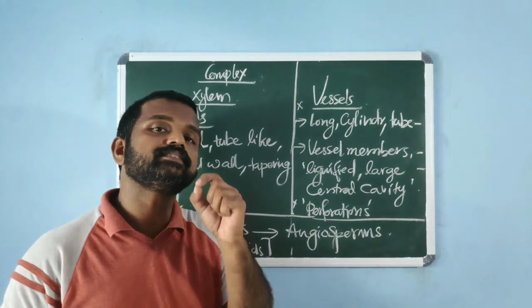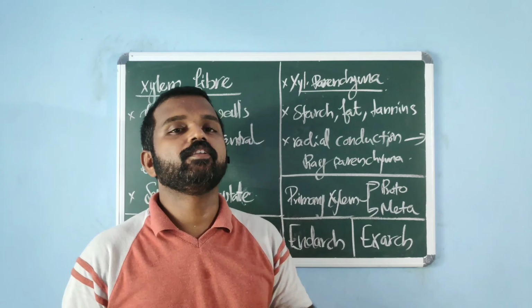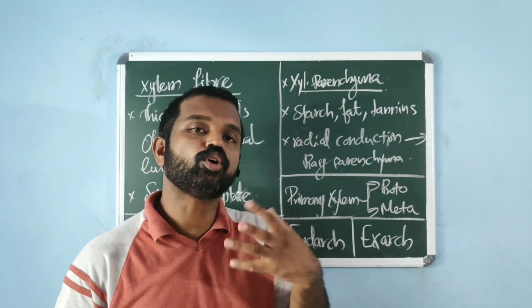That is, the central cavity is obliterated, indistinct, it's not very clear. And they can be either septate or aseptate, either with a cross wall or without a cross wall. Next, about xylem parenchyma. Among the four, that is vessel, tracheid, xylem fiber and xylem parenchyma, the only living component is xylem parenchyma. And xylem parenchyma is mainly involved in storage of starch, fat, tannins.